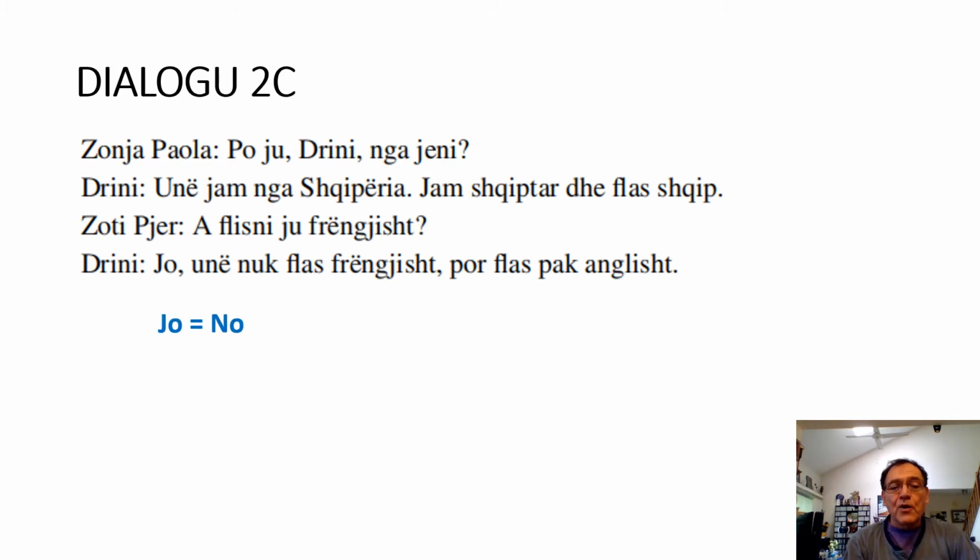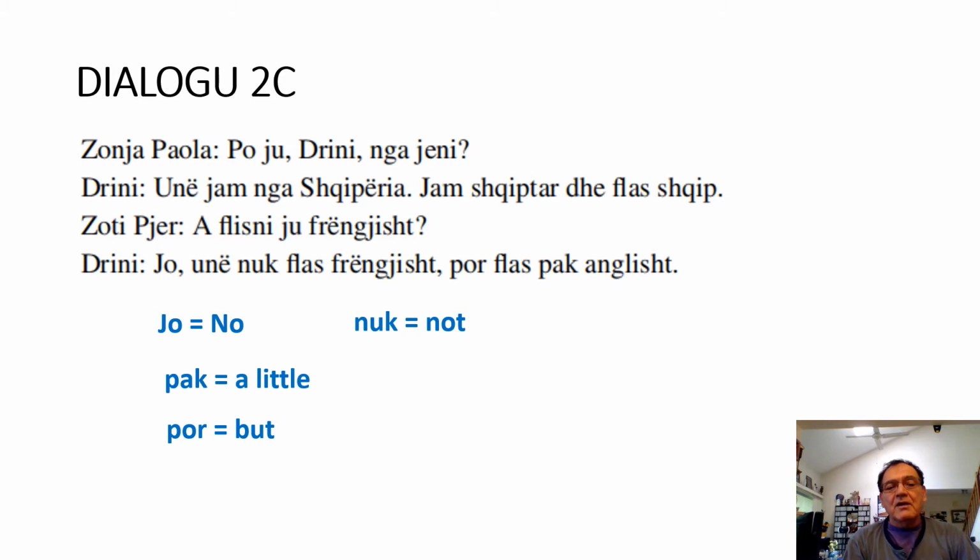We have the word for no. Drini says no, and that would be jo. Jo means no. And then we also have the word nuk. Unë nuk flas frëngjisht. Nuk, in this case, is the way we negate a sentence. We will talk about this in the following slide. We also have the word pak. Flas pak anglisht. Pak means a little. We have the word por. Por flas pak anglisht. Por in this case means but.